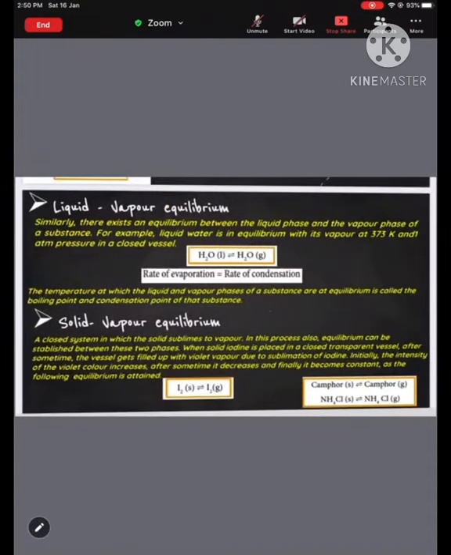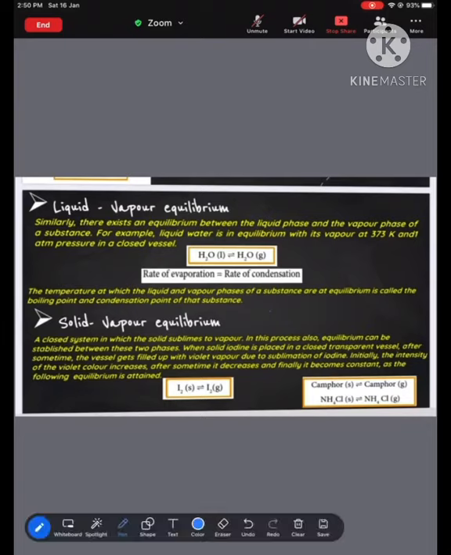So the next phase is liquid vapor equilibrium. Similarly, there is going to be an equilibrium existing between the liquid phase and the vapor phase of the substance. For example, liquid water is in equilibrium with its vapor at 373 Kelvin and 1 atm pressure in a closed vessel. We know the boiling point of water is 100 degrees C. So this is given in Kelvin, 373 Kelvin.